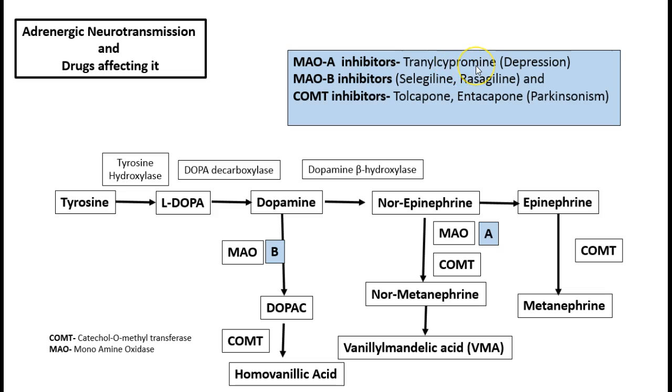For example, tranylcypromine. Whereas MAO-B inhibitors, since MAO-B metabolizes predominantly dopamine, tend to increase dopamine level by inhibiting its metabolism. So you've got selegiline and rasagiline. Whereas COMT inhibitors, examples are tolcapone and entacapone. These also inhibit metabolism of dopamine, thereby increasing the level of dopamine in the brain, that is in the substantia nigra, and they are also used in Parkinsonism.